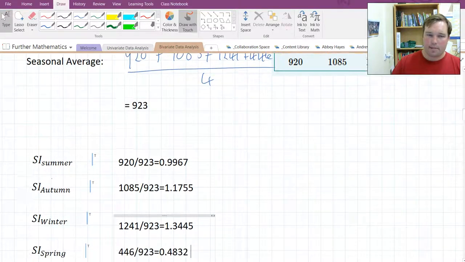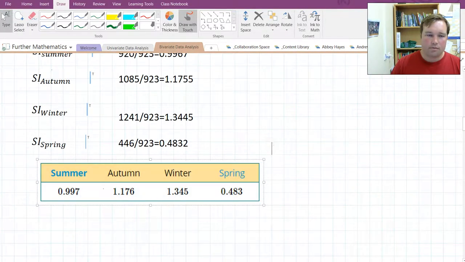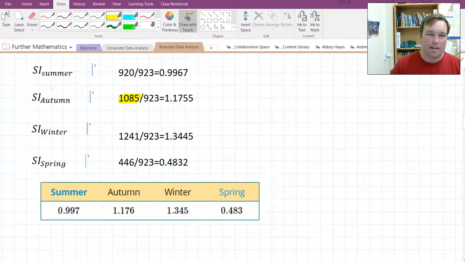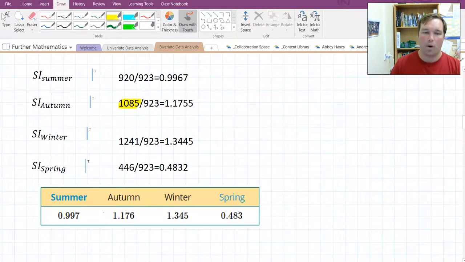Now, what these numbers say is how each season relates to the average. So you might notice that, for example, autumn was above average. 1085 is above average. Therefore, the seasonal index for autumn will be above 1. It will be 1.176. What this means is that autumn is 17.6% above average. Or if you take the average and multiply it by 1.176, you'll get autumn's value.